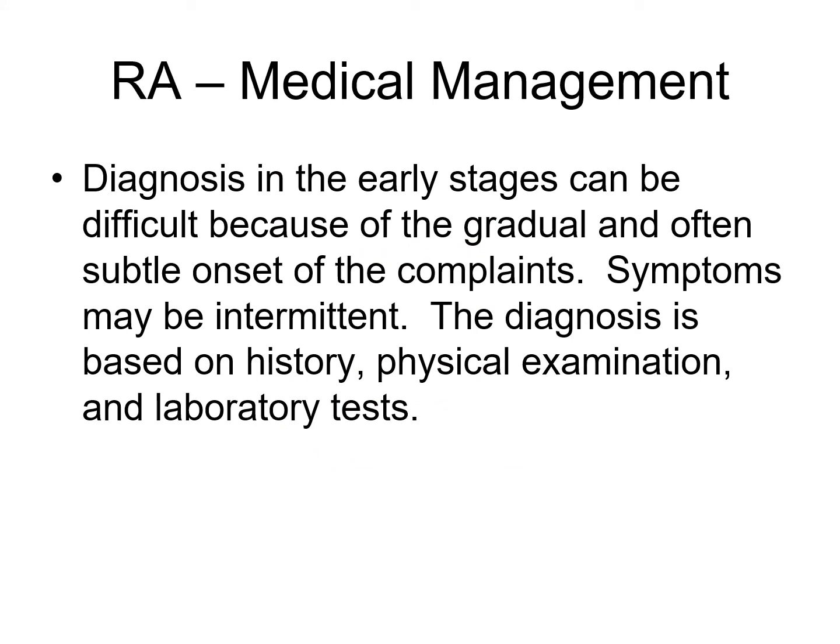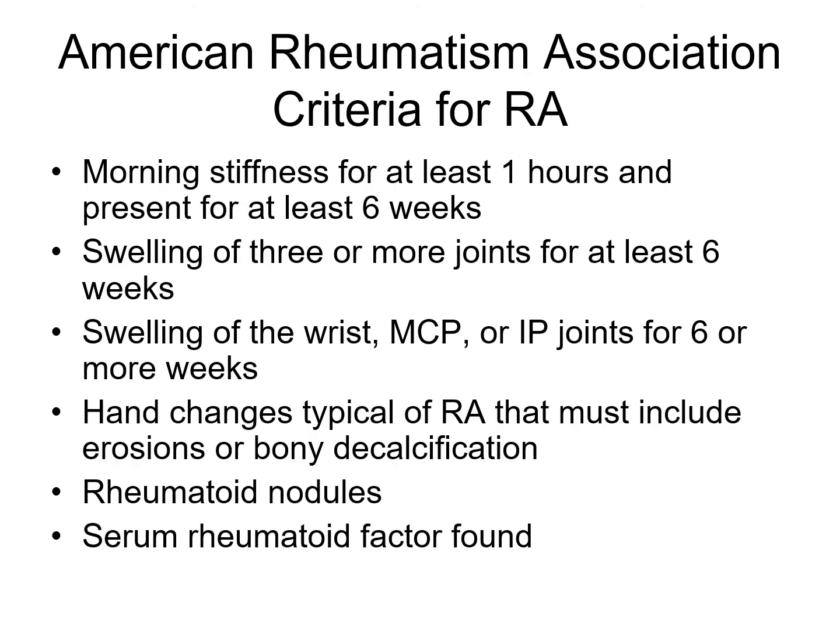The diagnosis in the early stages of rheumatoid arthritis can be difficult because of the gradual and often subtle onset of the complaints. The symptoms may be intermittent, and the diagnosis is based on history and physical exam, and confirmed with blood work or laboratory tests. The American Rheumatism Association has criteria for rheumatoid arthritis. This can include morning stiffness for at least 1 hour and present for at least 6 weeks, swelling of 3 or more joints for at least 6 weeks, swelling of the wrist, metacarpophalangeal or interphalangeal joints for 6 or more weeks, hand changes typical of rheumatoid arthritis that must include erosions or bony decalcification, rheumatoid nodules, and again the rheumatoid factor found in the blood work.